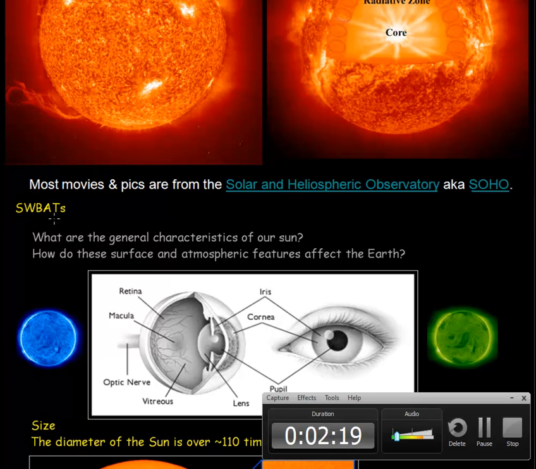SWBATs, students will be able to. The only two things we're going to do after this short section for part 1 is know what the general characteristics of our sun would be, and then how do these surface and atmospheric features from the sun actually affect the Earth.